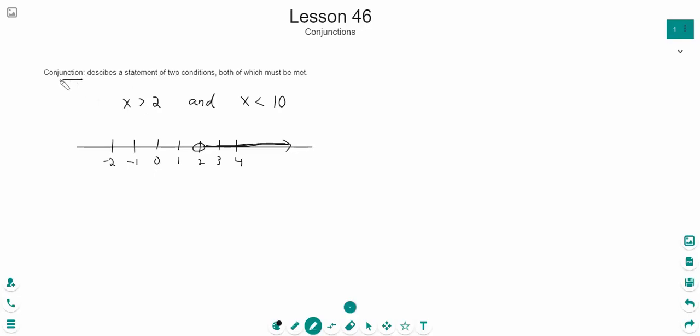All right, getting back to our definition. A conjunction describes a statement, and this is a statement here: x is greater than 2 and x is less than 10. And it has two conditions as opposed to the one condition that we're used to seeing, and both of them must be met. So it's not enough to just draw on our number line something that is greater than 2 now. We must also show that x has to be less than 10.